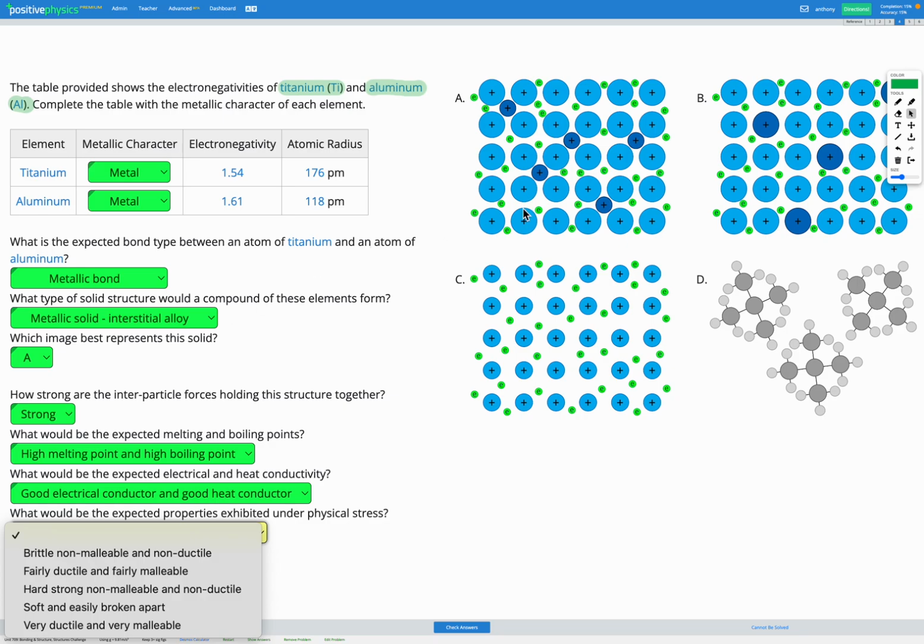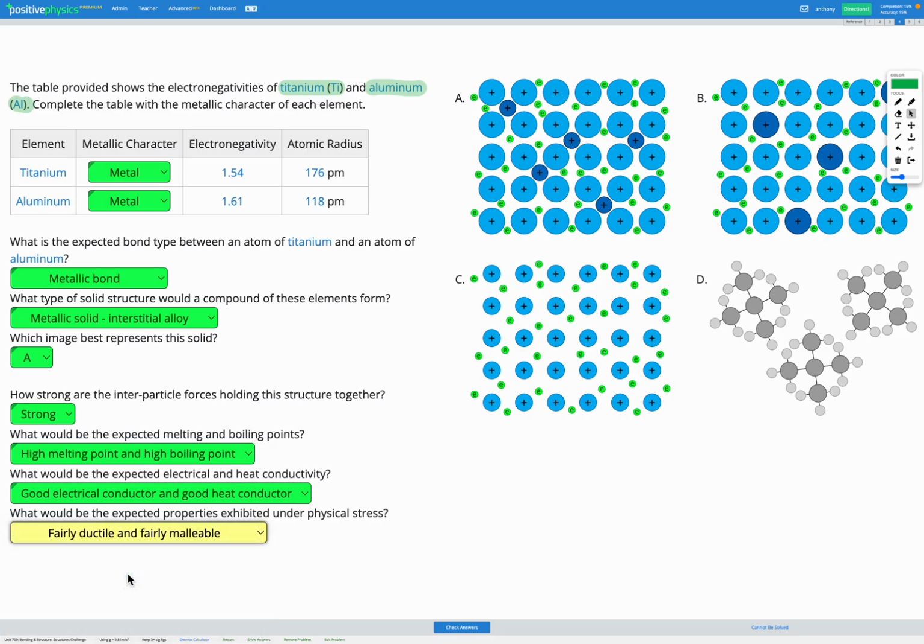However, because we have an alloy, and alloys have different types of metals in them, here we have an interstitial alloy, those do actually get in the way of our structure. So when we try to move these atoms around, if it were hit or stretched, those would get in the way of that. So it's still fairly ductile and fairly malleable, but because of those small ions in between the regular lattice, they do get in the way, making it not quite as ductile or malleable as a regular pure metal would be. So fairly ductile and fairly malleable are the properties of this metallic solid because it's an interstitial alloy.